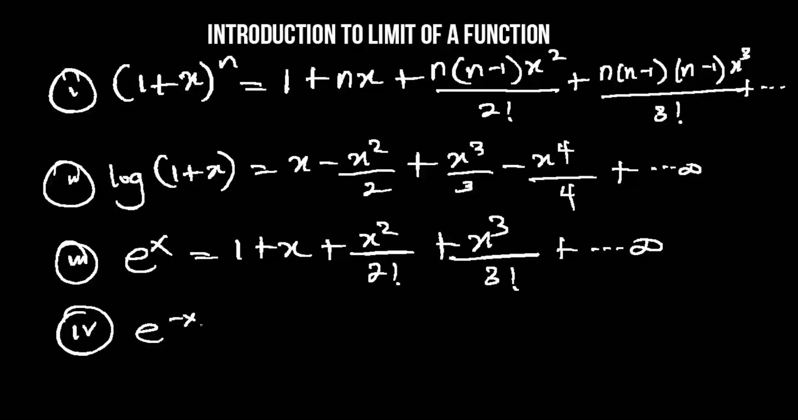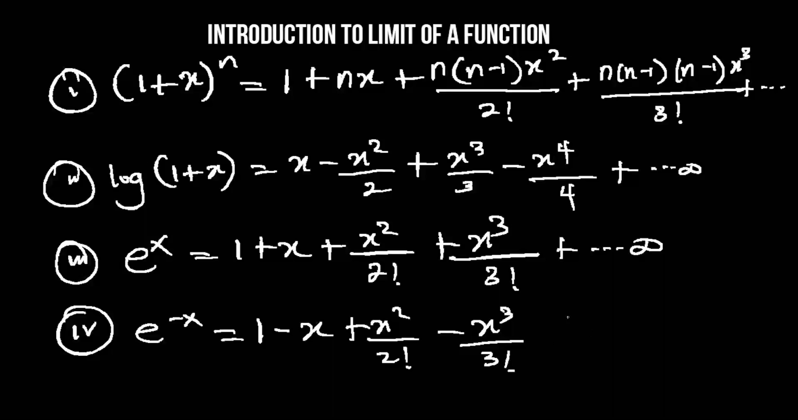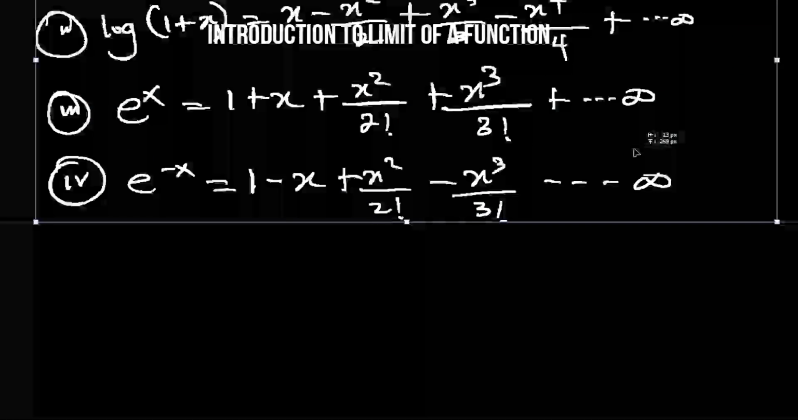e to the power of negative x will be 1, then negative x, and this is going to be positive x squared over 2 factorial. This will be negative x cubed over 3 factorial, and so on like that. So the next one is going to be positive. That's if it is e to the power of negative x.